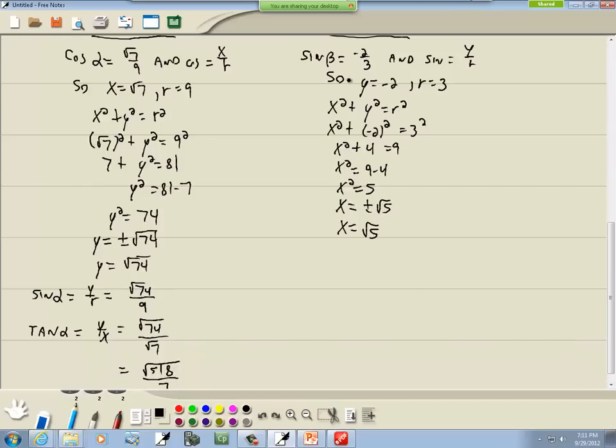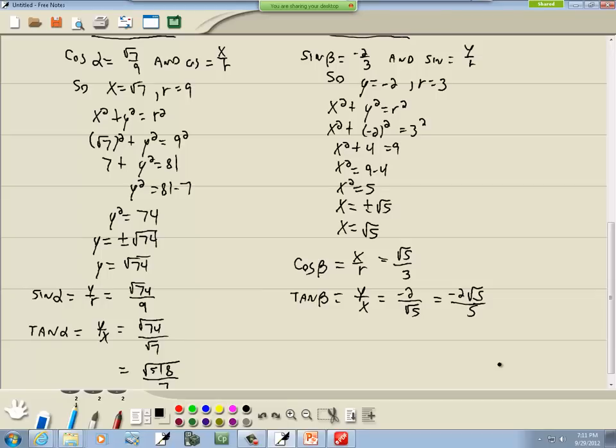Okay. Well, we got sine beta, so we're going to need cosine beta. Cosine is x over r, and we just said that was square root of 5, and r is 3. We'll probably need tangent beta, which is y over x. Y was negative 2, and x is square root of 5. So that gives me negative 2 square root of 5 over 5. And let me write these down. Darn it.